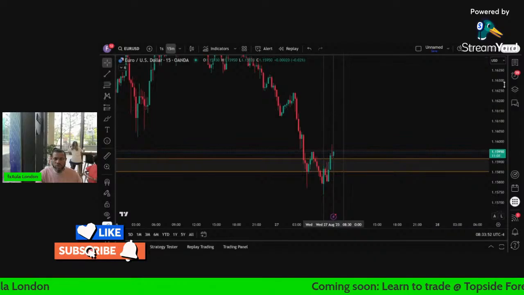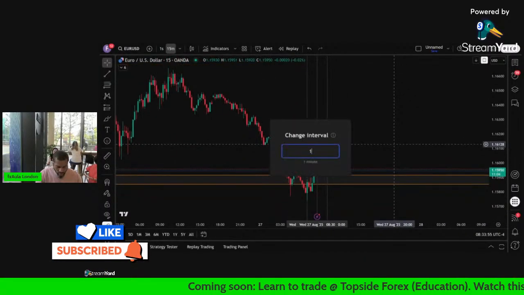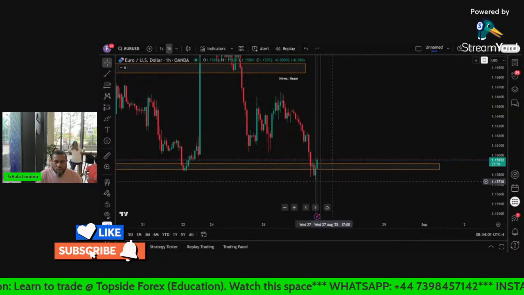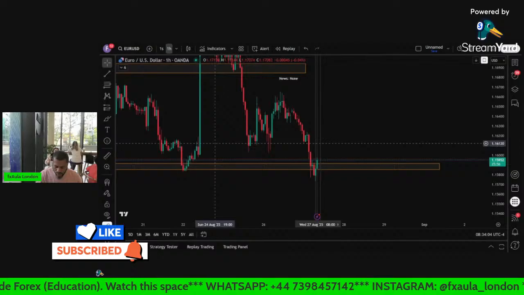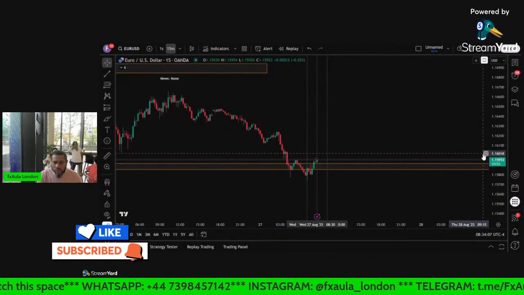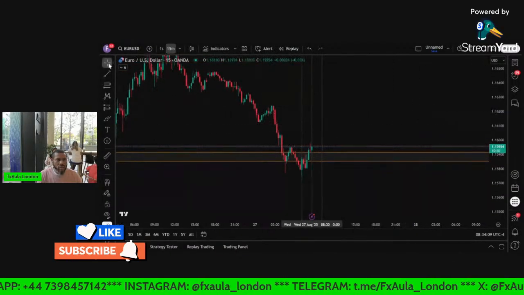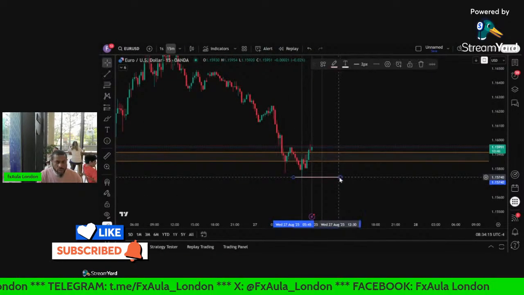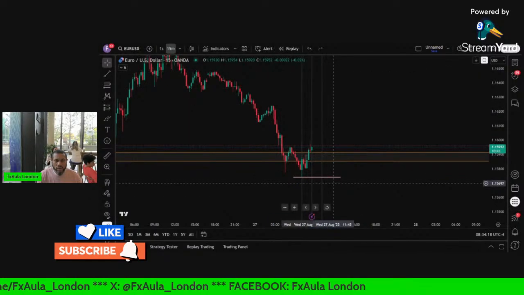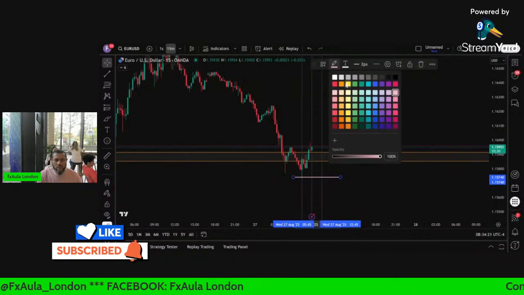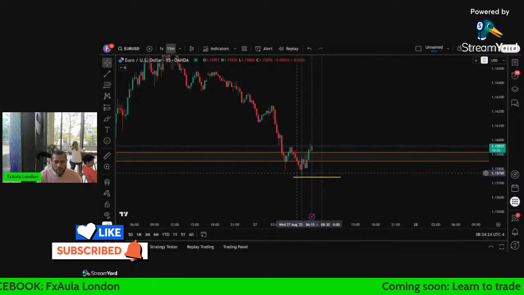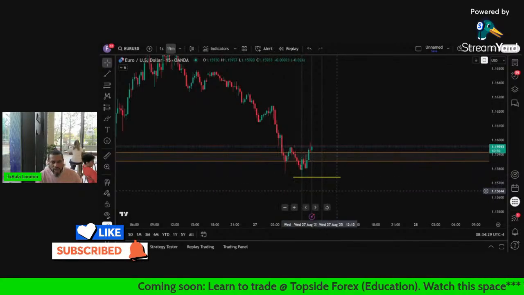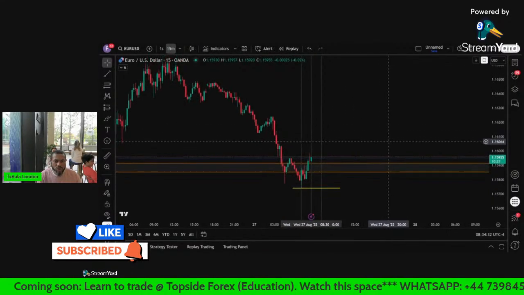Okay, so I'm looking at my 15-minute chart. I'll switch back to 1 hour so I can see what's going on. The range looks good. On the 15 minutes, I'm looking for swing lows and swing highs. This is the swing low. The swing low is where two candles are on the opposite side, and you have a wick like this. That's a 15-minute swing low.